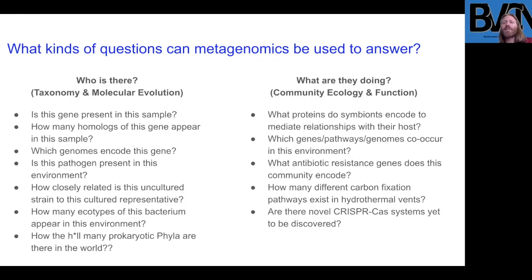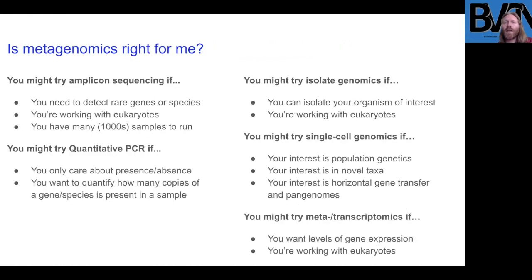So discovery of novel pathways, discovery of novel taxa is one of the things that metagenomics does best, in my opinion, because a lot of other current methods are based on only looking for things that we already know about. So metagenomics really shines when you don't know what you're looking for and you can go exploring.